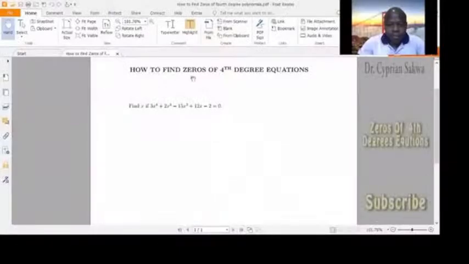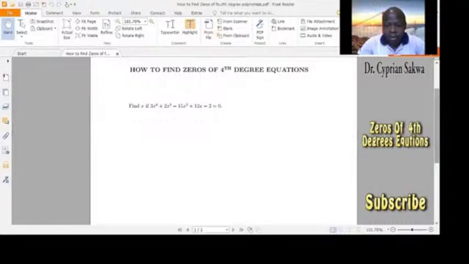Today we'll be looking at how to find the zeros of fourth degree equations. That is, suppose you're given an equation of fourth degree, an equation with the power 4. Can we find solutions to this equation? Can we find zeros to this equation?